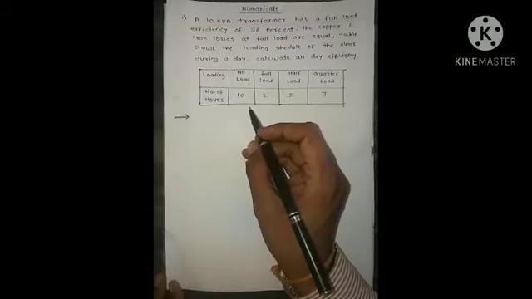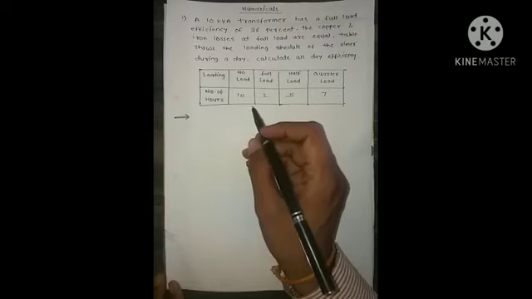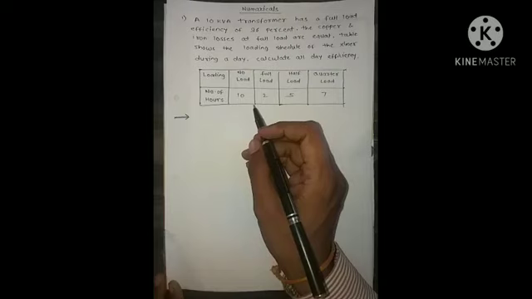In today's lecture we are going to solve numericals on all-day efficiency. So we start our numericals. First numerical: a 10 kVA transformer has a full load efficiency of 90%. The copper and iron losses at full load are equal. The table shows the loading schedule of the transformer during a day. Calculate the all-day efficiency.